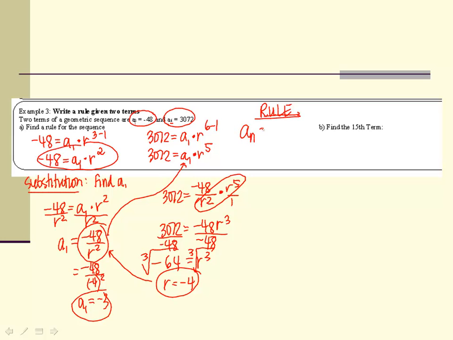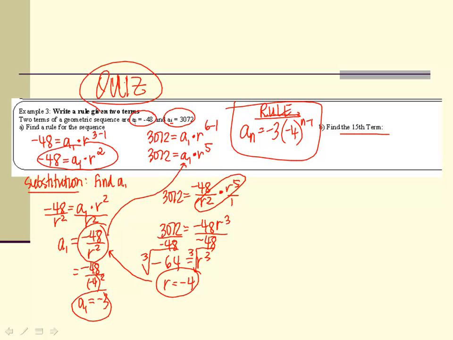But my rule is, my first term we decided was negative 3. My ratio is negative 4 to the n minus 1. Now, you can use that to find the 15th term. I'm not worried about taking the time there. But I promise you, you will have this on your quiz. Plan on it. You want to talk about a heavy question on a quiz, that's it. We will talk about it in class again, but you've got to know how to do this. Okay?